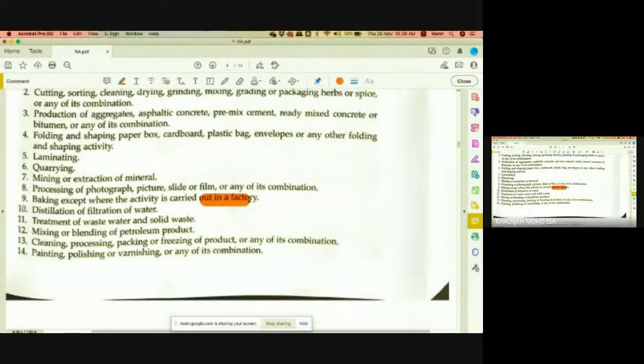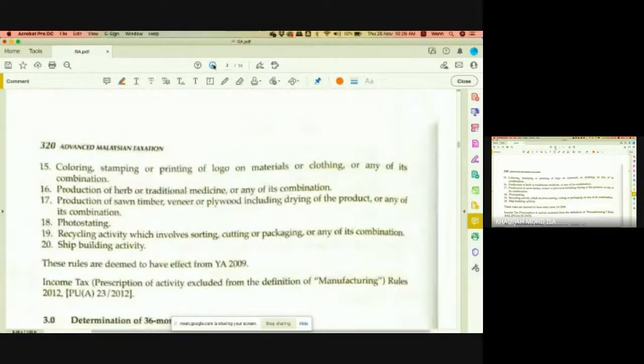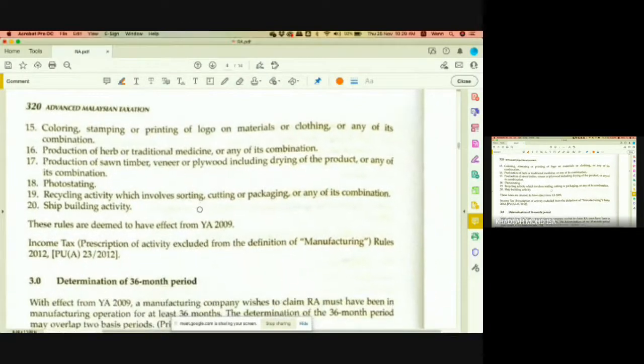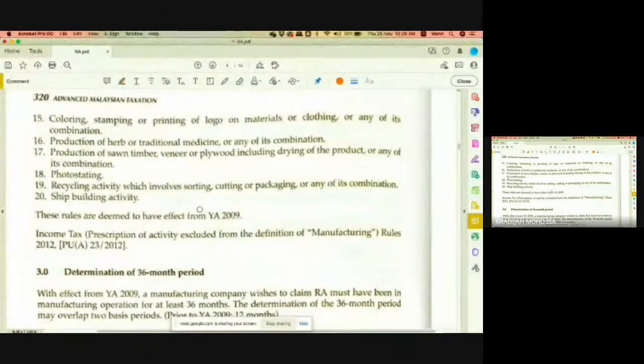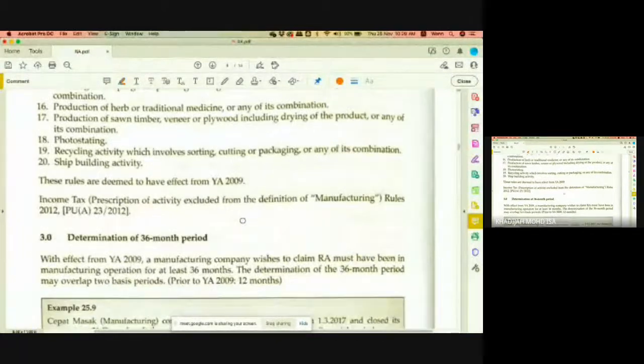activities. There are supposed to be 20 activities. So we have the coloring of logo, stamping, printing logo on clothing, production of herbs and traditional medicine, production of sawn timber, photo state, recycle, and shipbuilding activity. So all these are not manufacturing for the purpose of reinvestment allowance, effective from YA 2009. So far so good.